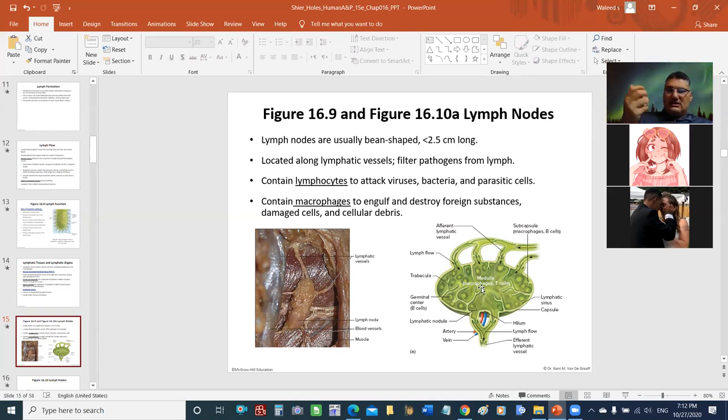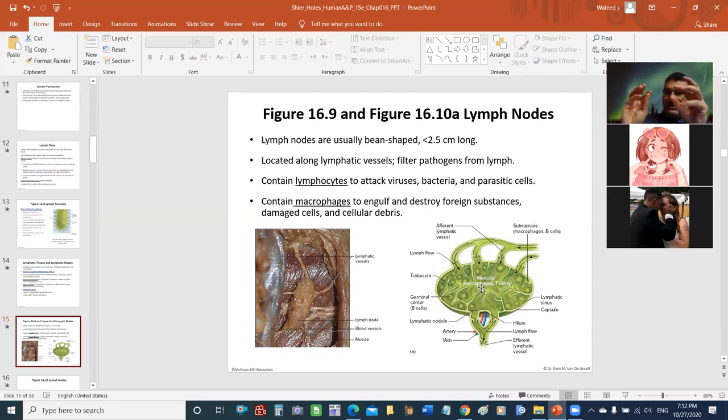Foreign substance, damaged cells, it's not a cell anymore, debris. So there is the difference. What do you have, again, inside the lymph nodes? I have two types of cells, lymphocytes and macrophages. Are those doing the same job?